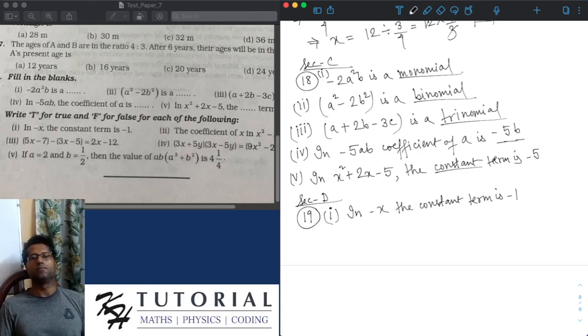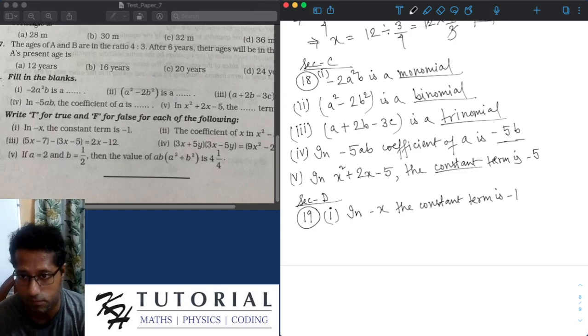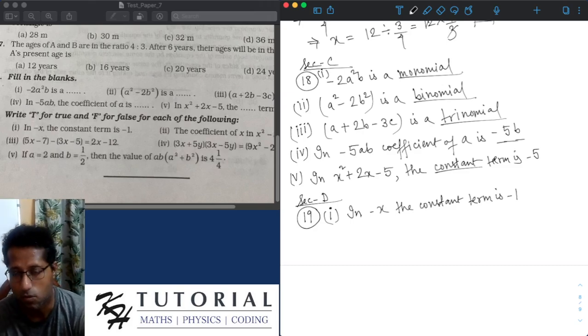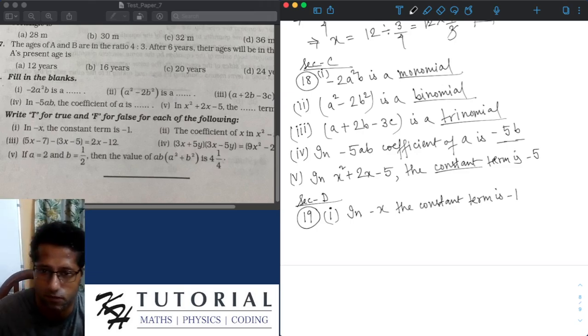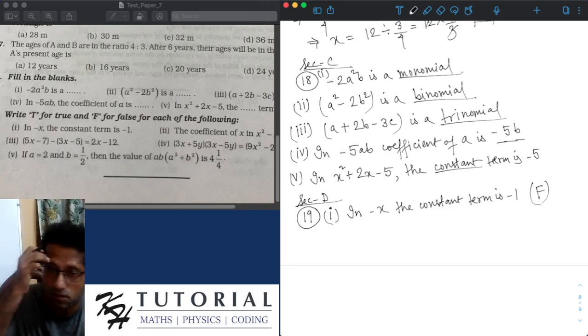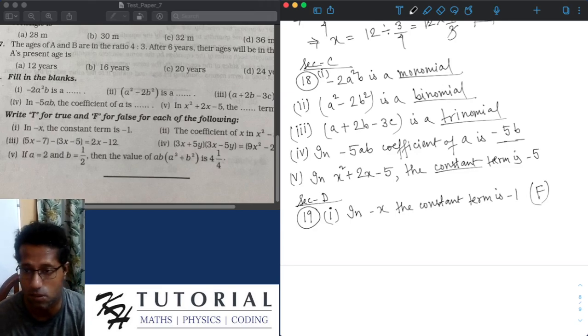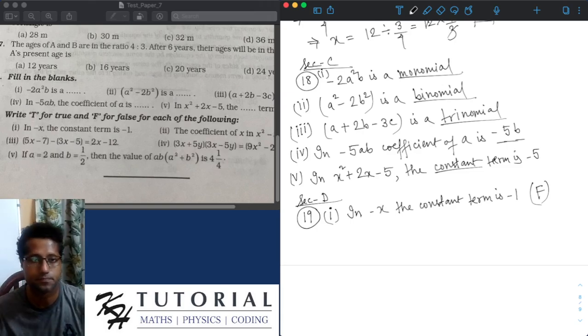In minus x, minus 1 is the coefficient or the numerical coefficient. It's not the constant. Minus 1 in minus x is the coefficient or the numerical coefficient or the constant factor, not the term. So this is a false statement. It is not a constant term.